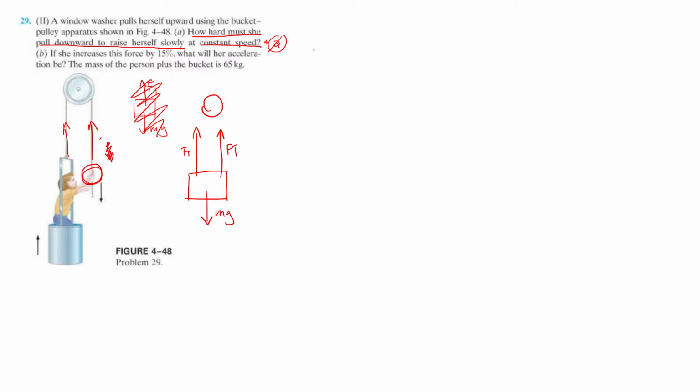So let's look at part A. Part A says, how hard must she pull down to raise herself slowly at a constant speed? And we already know that means there's no m times a. So we know that F net, good old Newton's second law, is equal to 2FT, right? She's moving upwards, so we're going to start with 2FT minus mg, they're in two different directions, is equal to m times a. We know there's no m times a. It's going to be 0. It's constant speed.